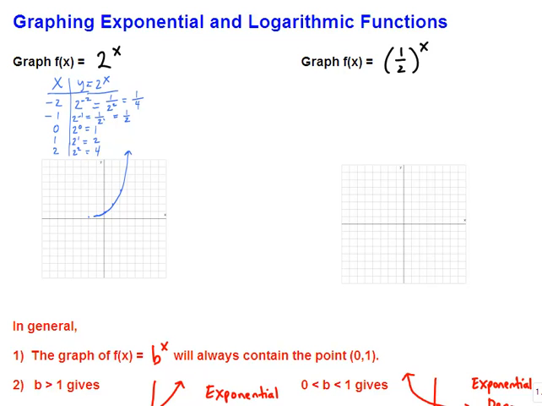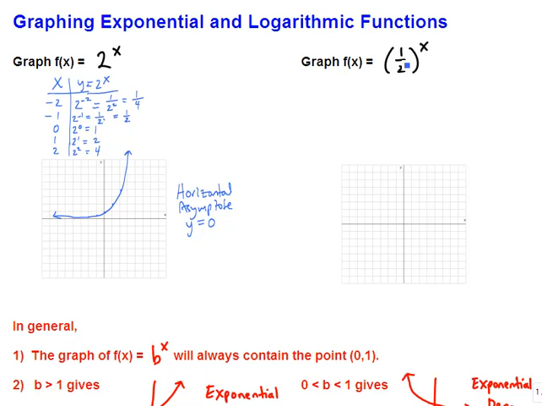So this is what's called a horizontal asymptote. We get really, really close to that x-axis, but we never actually cross it. So this has a horizontal asymptote at y equals 0. Okay? Let's try another example.